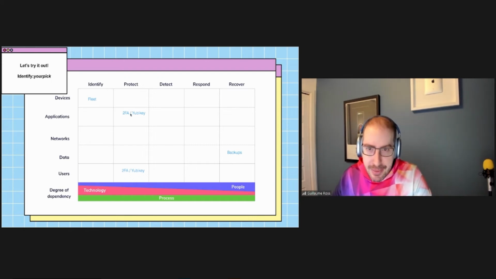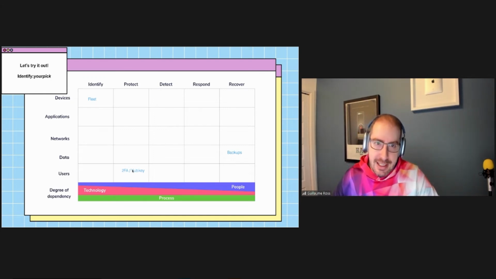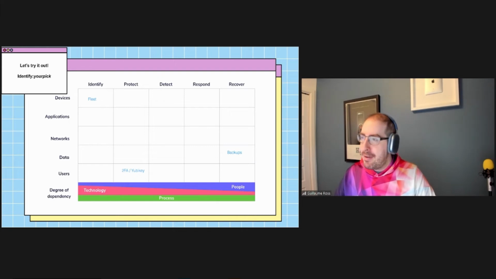So Rachel, can you remove your 2FA/YubiKey from applications, right? So it makes more sense to have it under users because we're really protecting the user account. We're making sure the user account is not getting abused. Does anyone have another example for identify? And it doesn't have to be identify devices because we've got Fleet there. Does anyone have an example there?